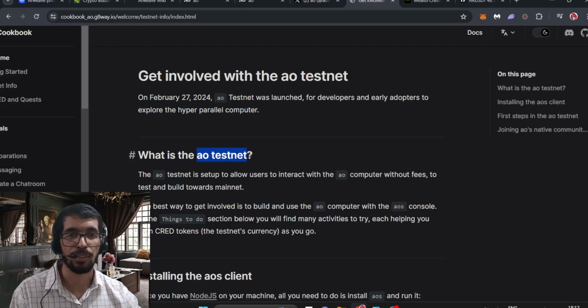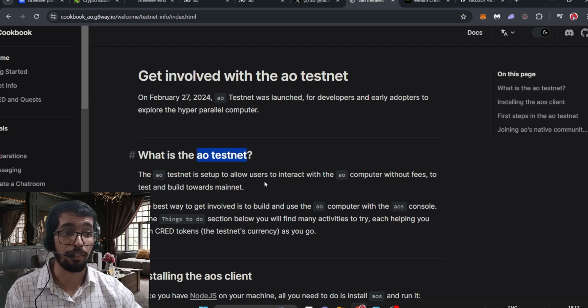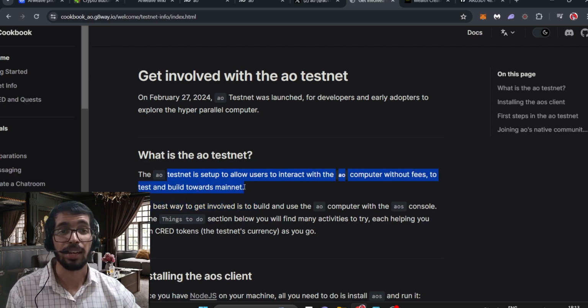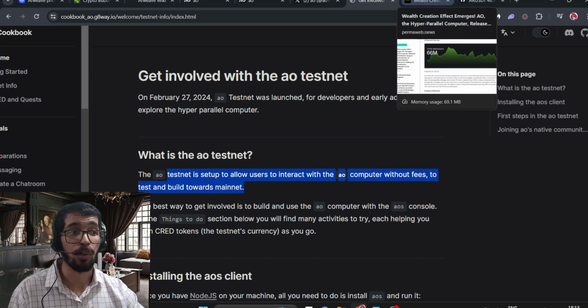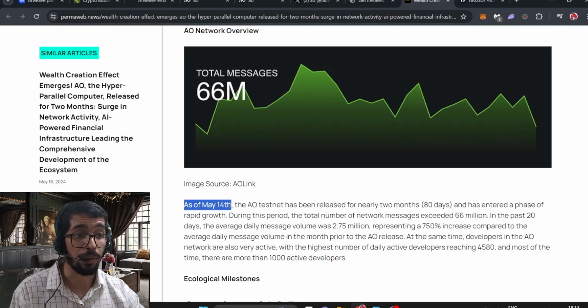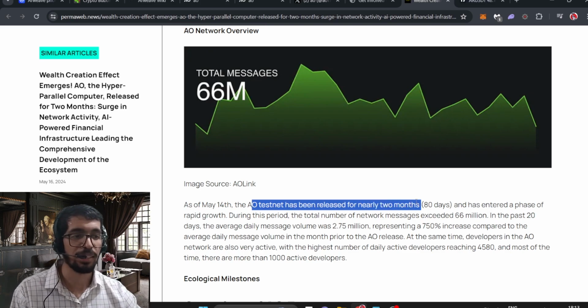I was actually checking when they're going to release their mainnet. The testnet was just launched, and if you read, the testnet is set up to allow users to interact with the AO computer without fees, to test and build towards the mainnet. They have not released their mainnet date. If you look at what this actor oriented machine is doing, it did around 66 million overviews as of 14th May. The AO testnet was released nearly 2 months ago.